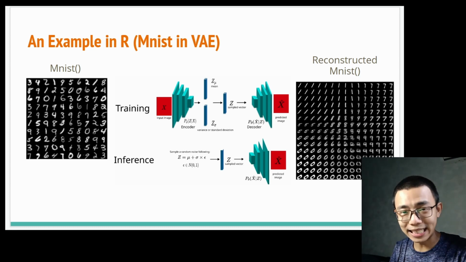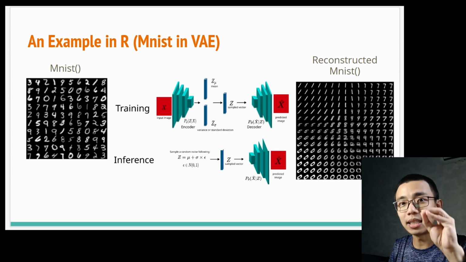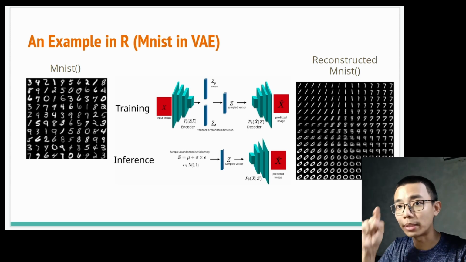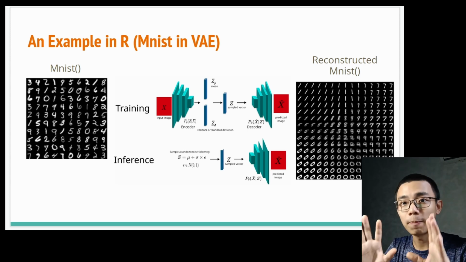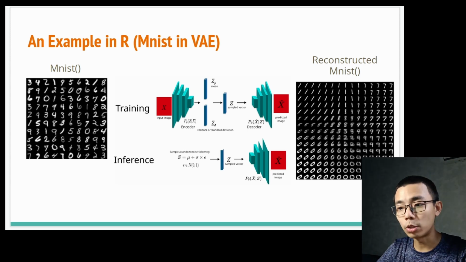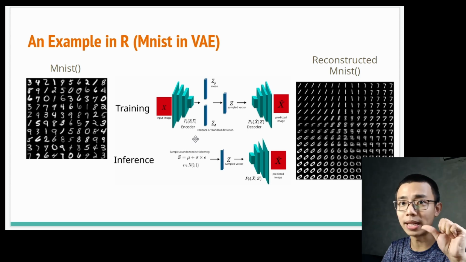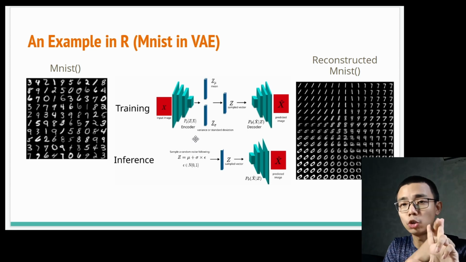We have MNIST data, which is 60,000 handwritten digits. Each of them is 28 by 28 pixels in black and white. So what we're going to do is build three things: an encoder, a decoder, and a generator. You'll see the architecture later.